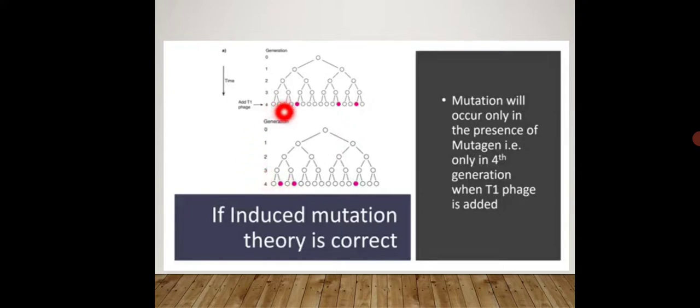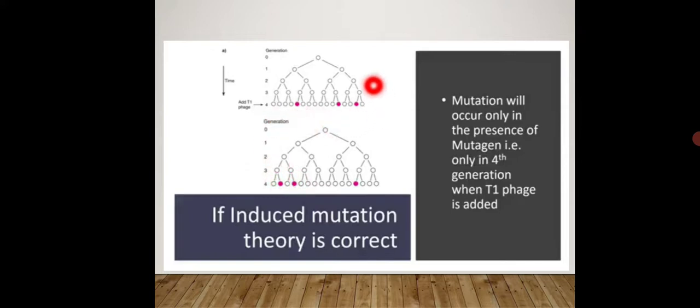Okay, so that is the condition. I should get mutation only in presence of T1 phage, right? So I have added it in the 4th generation, so I should get mutation only in this 4th generation. T1 phage is present only in the 4th generation and not in the first, not in the second, not in the third. Okay, so it is present in the 4th generation.